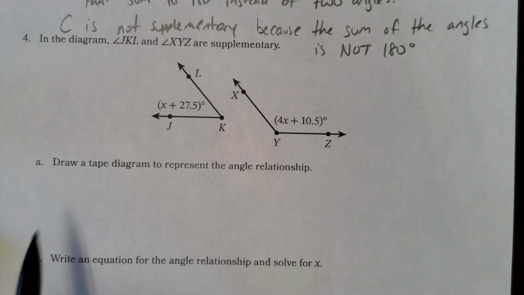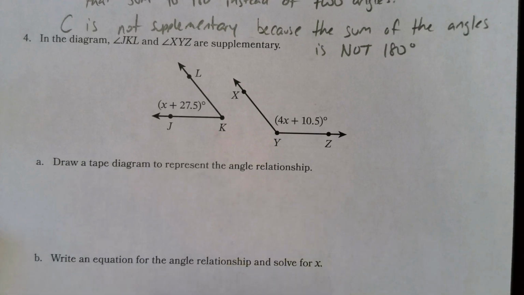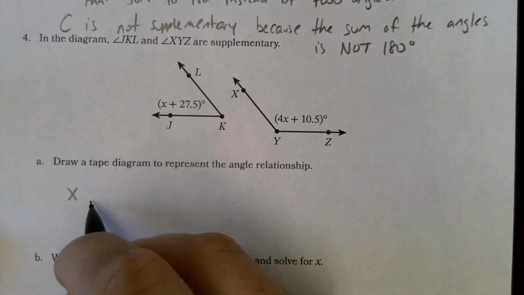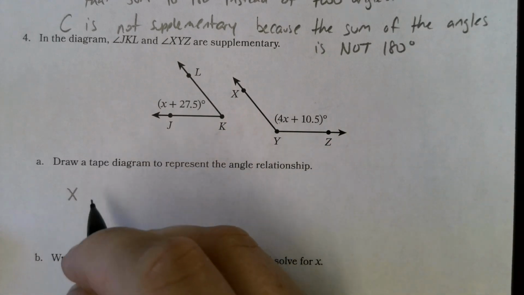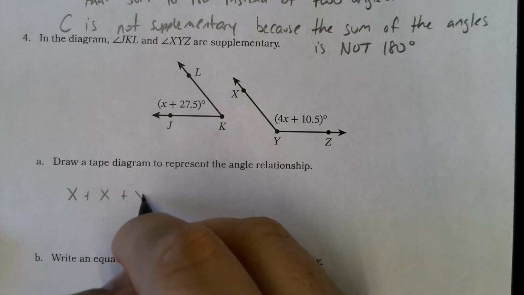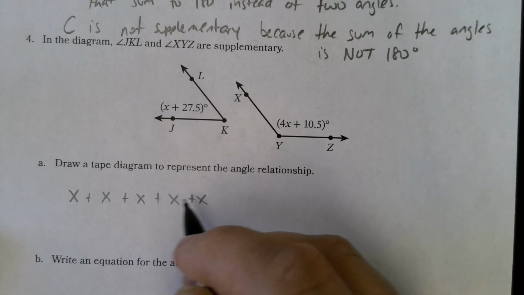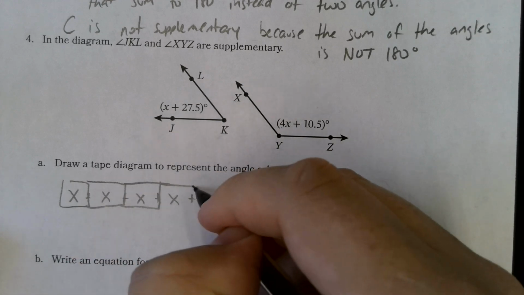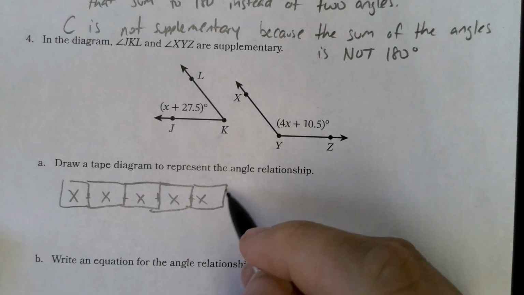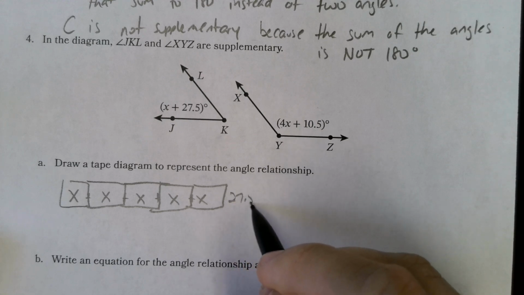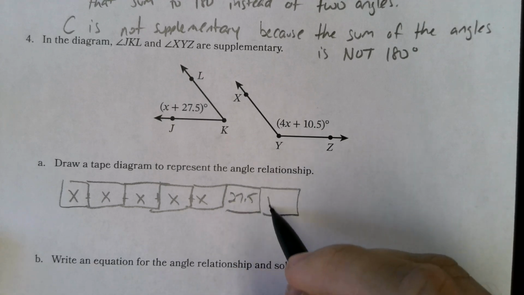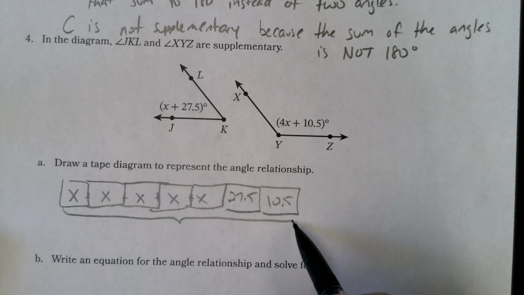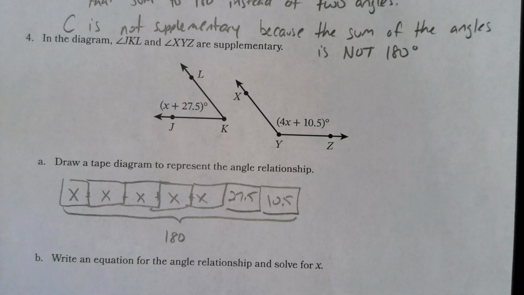Okay. Part 4, it wants us to draw a tape diagram here. Well, in this tape diagram, I have x, and then I have 4x. So I have 1, 2, 3, 4 more. So I want to make these boxes here on those pluses. And then I also have plus 27.5 and plus 10.5. And all together, this makes 180 degrees.